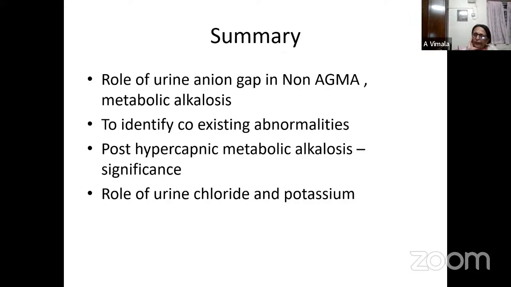In a patient who is on a ventilator, if they develop metabolic alkalosis, you should carefully find out whether it's a post-hypercapnic metabolic alkalosis. If they develop cardiac arrhythmias, the lungs are vulnerable, the heart is vulnerable, and that may lead to mortality. So you may have to administer acetazolamide. The clue to metabolic alkalosis can be urine chloride and urine potassium estimation. In addition, if the patient has hypertension, you have to look at aldosterone and renin.